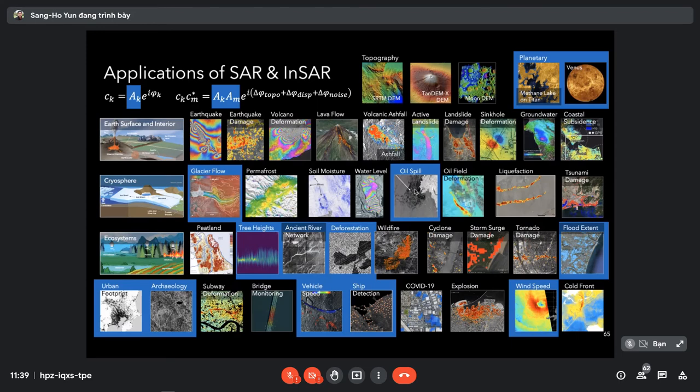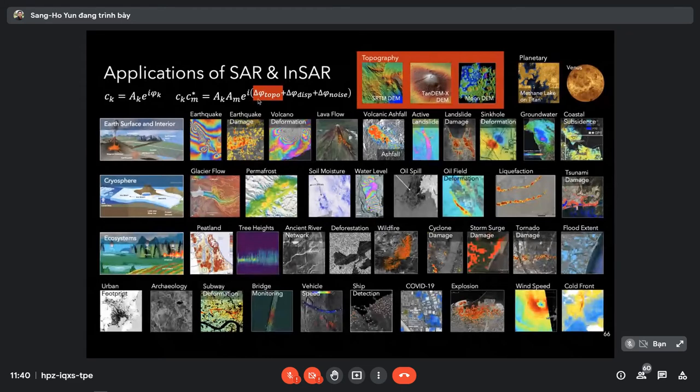Okay, let me try to wrap up. Now that we learned about the applications of SAR and InSAR, this is the same slide that I showed you earlier, depending on different applications. But now let's look from a different angle, in this case, amplitude versus phase. If you utilize the amplitude of SAR images, you can do things like planetary exploration, oil spill detection, or ancient river network mapping. If you use long wavelength SAR signals, they can penetrate meters down into arid ground. And also deforestation, as well as vehicle speed estimation and ship detection.